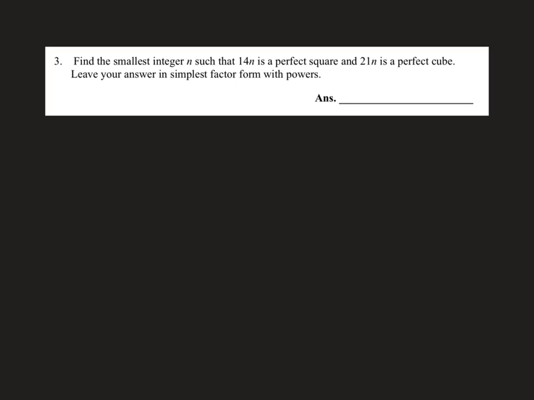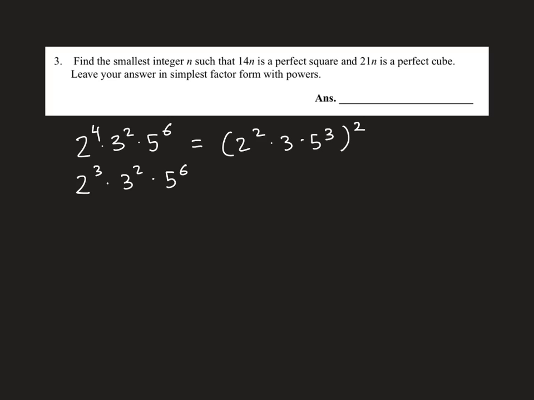So for a number to be a perfect square, its prime factorization has to have even powers. So what that means is that, for example, 2 to the 4th times 3 squared times 5 to the 6th is a perfect square because you can just write it as another integer squared, which is (2 cubed times 3 times 5 cubed) squared. But a number like 2 cubed times 3 squared times 5 to the 6th isn't a perfect square since the exponent that 2 is being raised to isn't even.